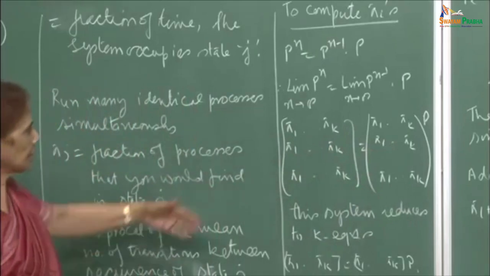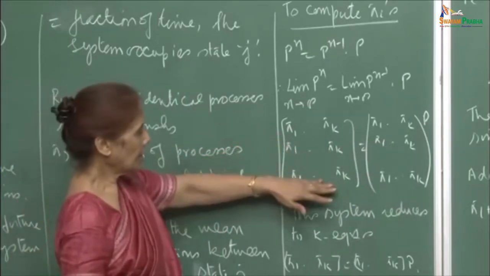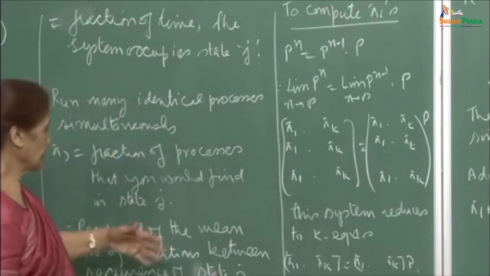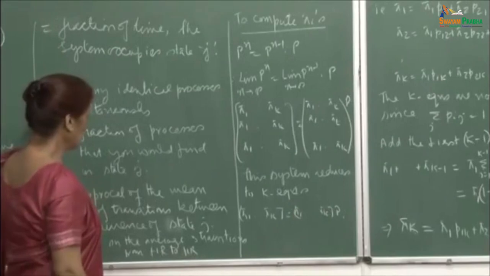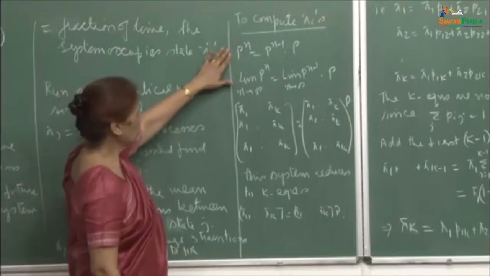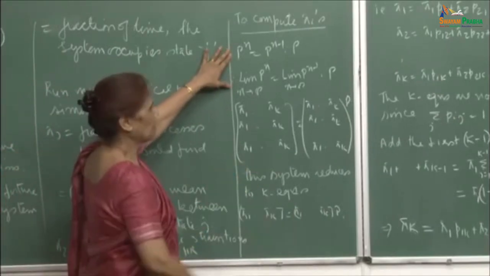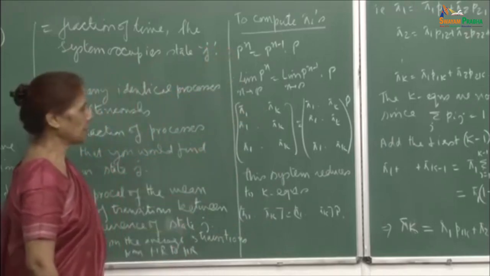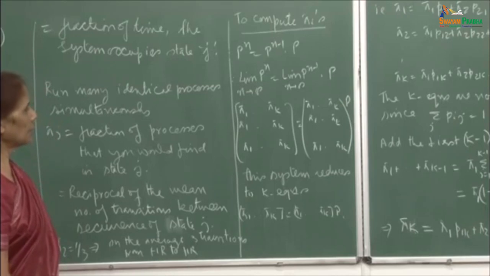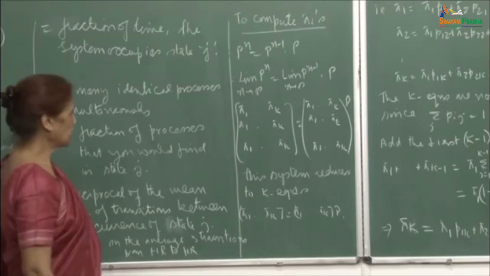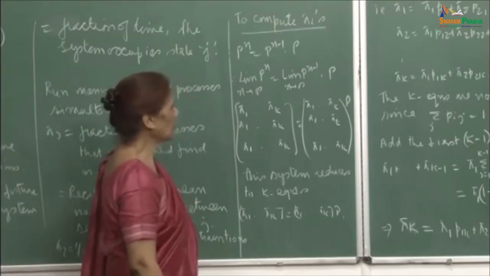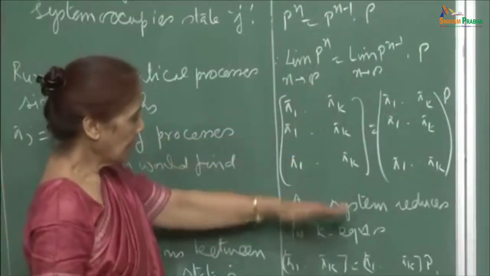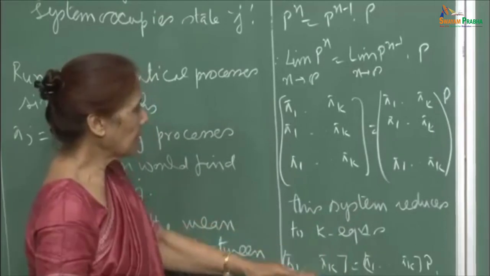Now, this system, since all the rows are identical, actually reduces to k equations. So far I was talking about three state processes. Let me do this in the general case, and then we will come back to specific values and examples. We will again revert back to the three state example that we have been talking about. So, let us talk about it in general, and therefore, the system reduces to k equations.